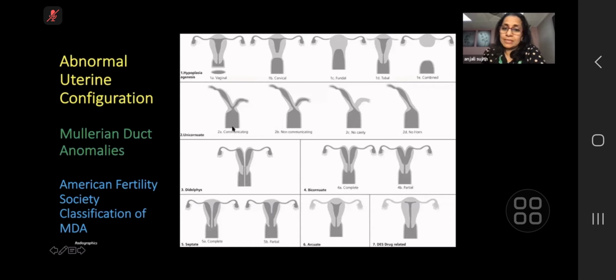So unicornuate uterus is again subdivided into 4 types. A unicornuate with a rudimentary horn that is communicating with the main cavity. So this has got functional endometrium. Second subtype is unicornuate uterus with a non-communicating rudimentary horn with functioning endometrium. The third one has a rudimentary horn without any cavity. There is no functioning endometrium. And the fourth type doesn't have a rudimentary horn.